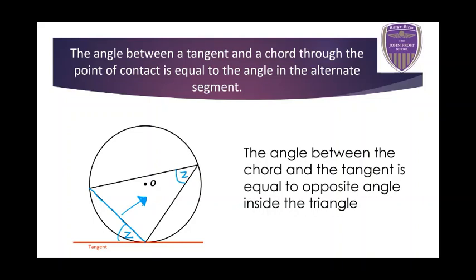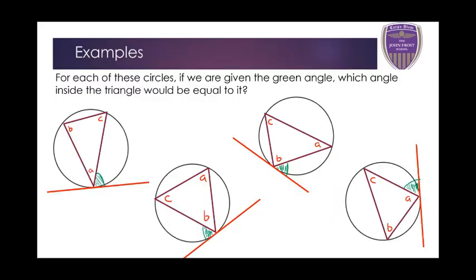So before we use any numbers, just so we get really confident at finding the correct angle that matches up, I've got a quick set of questions, okay? For each of these circles, say we were given the value of the green angle, which angle in the triangle in the shape would be equal to it, okay?